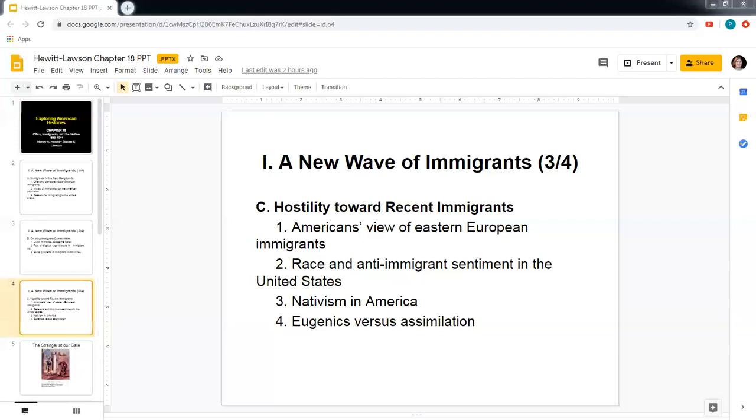Nativists at this particular time were really interested in this idea of eugenics, which was a form of biological engineering that sought to reproduce only desirable races. Now, the eugenicists encouraged the sterilization of those who were seen as unfit to reproduce and lobbied for marriage restrictions that would lead to the reproduction of only desirable individuals.